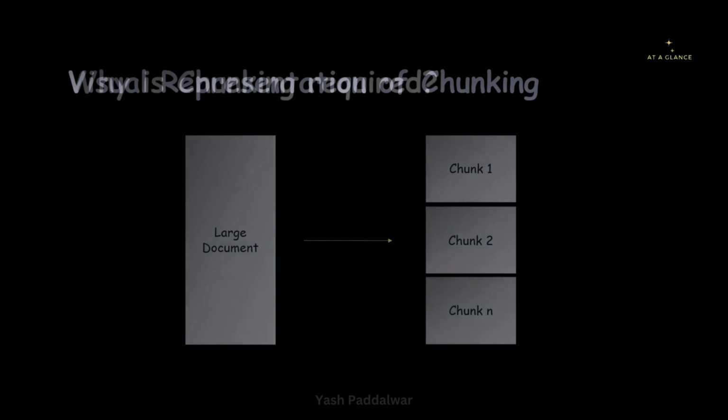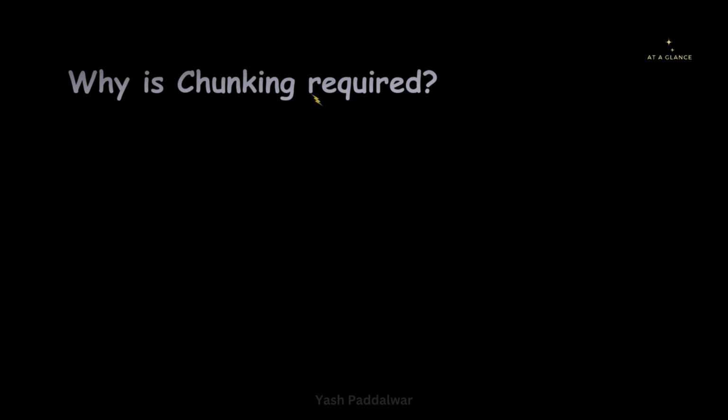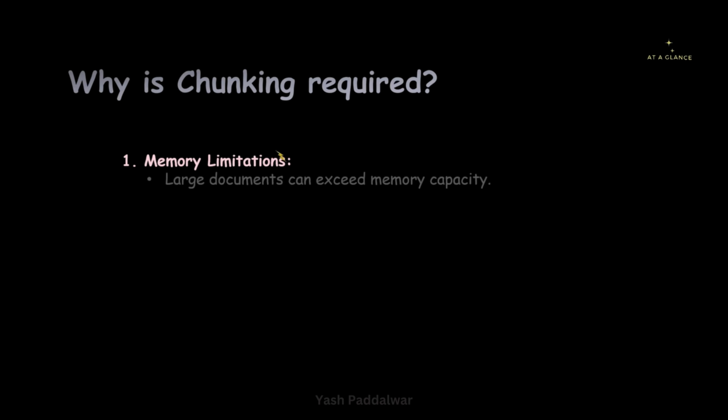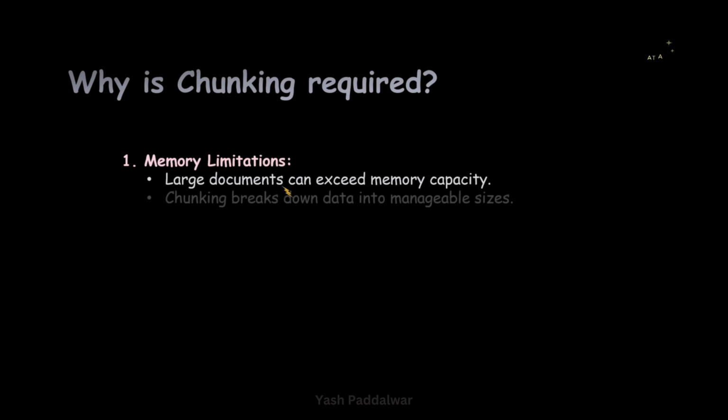Now, we'll specifically look into why exactly we require chunking. The very first reason for which we require chunking is memory limitations. Yes, larger documents can exceed memory capacity. If we feed the entire larger document into the RAG pipeline, it will not be optimal at all, because this larger document will require a larger amount of memory for storage as well as for processing. If we use the method of chunking, it will break down the data into manageable sizes, which then will be easily stored as well as easily processed.